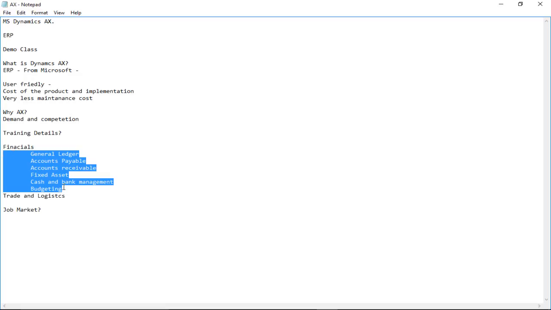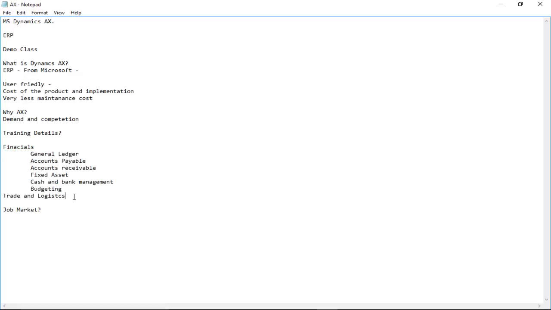And trade and logistics, what does this mean? The operations like purchases, sales, maintenance of warehouses, keeping the storage of the goods, issue of goods, packing the goods, quality testing of goods, all that will be done using AX. To do all those operations, configurations will be done. Those configurations will be part of trade and logistics.